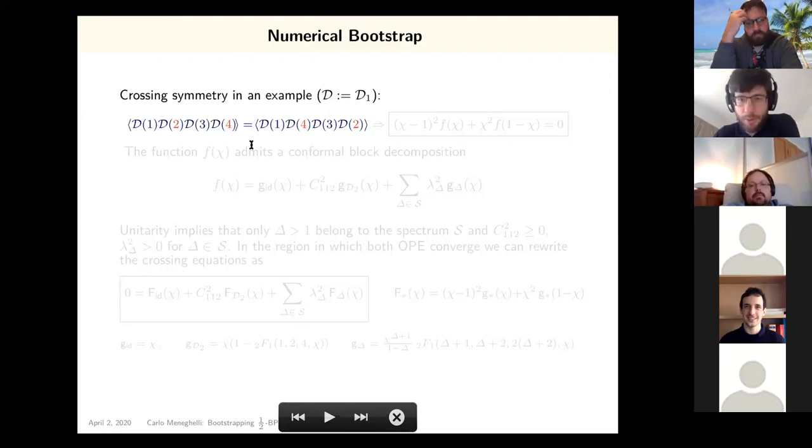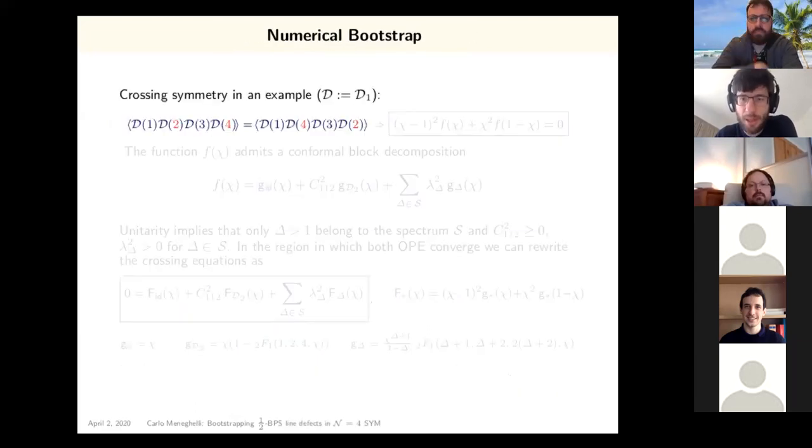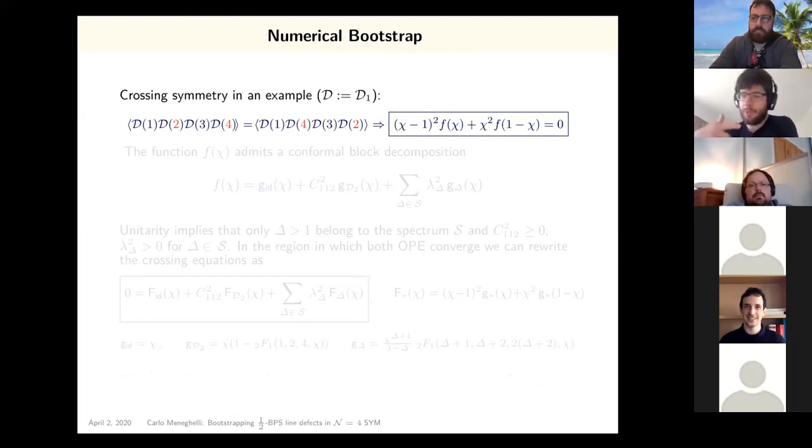Anyway, this gives you, and I remind you that this four-point function is captured by a single function and a constant, this little f, and crossing symmetry implies this very simple functional relation for the four-point function f. It's cyclic rotation and inversion, right, what you've done? Exactly, yes. Cyclic rotation is obvious, but inversion is just looking at the line. Yes, that's correct.